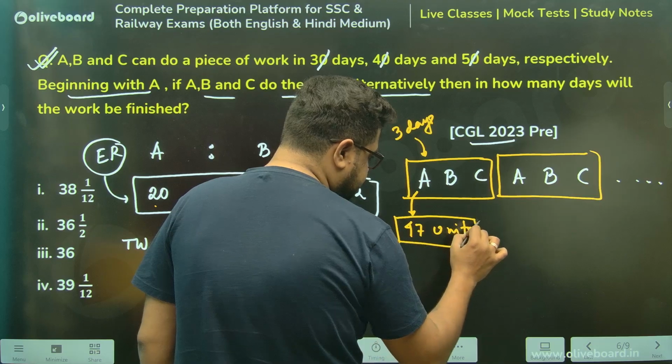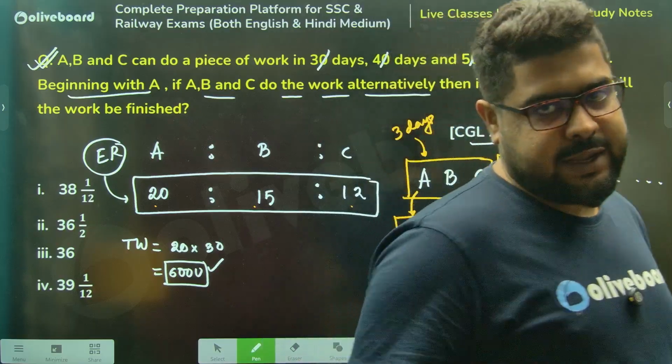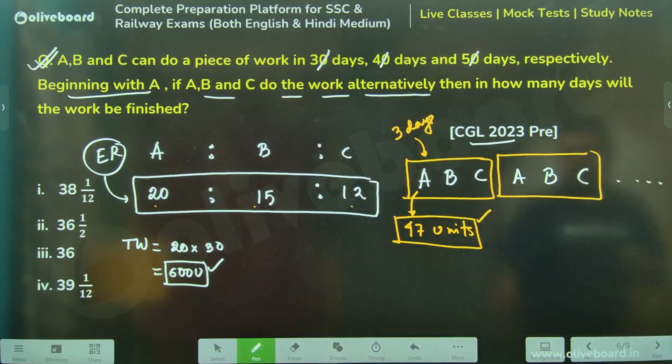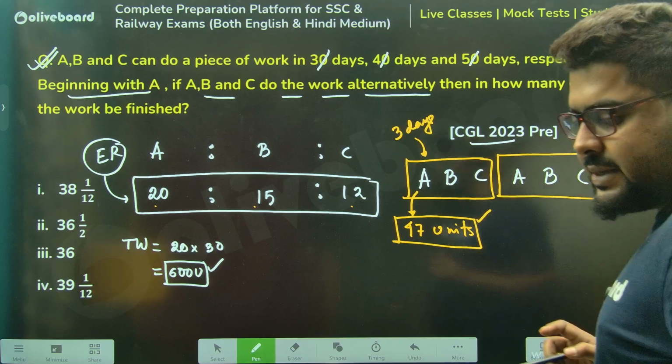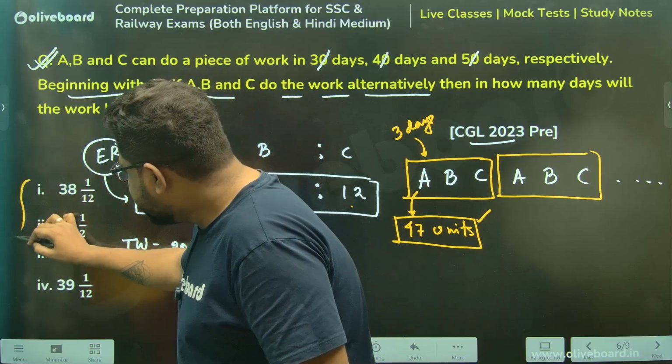47 units is being done every packet. Now the question is, how many packets should I need to take? Because the value is a little on the bigger side. But again, please understand, you can have the idea from the options.